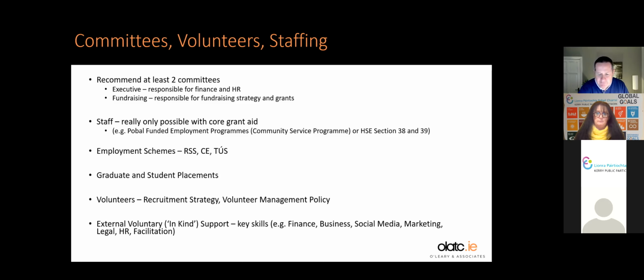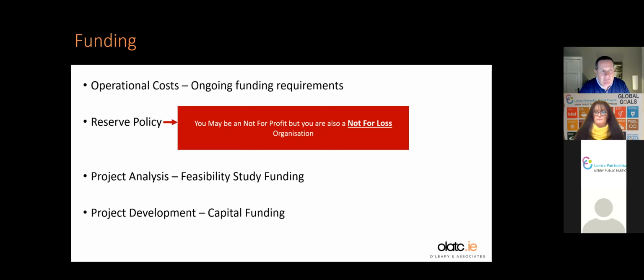I know Walter Crystal for years used to provide mentors to local community volunteer organizations in the areas of things like finance and legal. So they seconded their staff to work with groups on different projects, and they would be paying their staff. And that was another way of getting support without having to pay for that support.